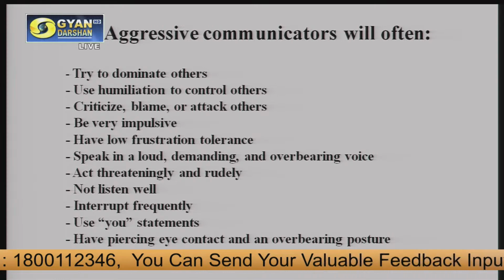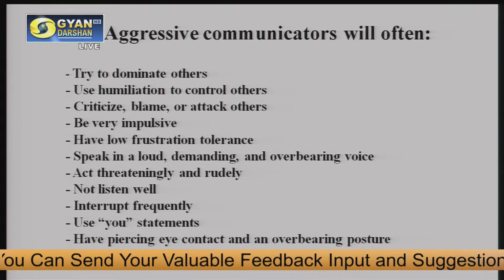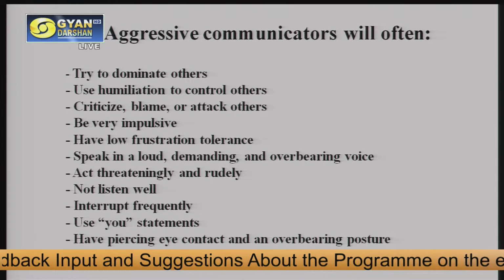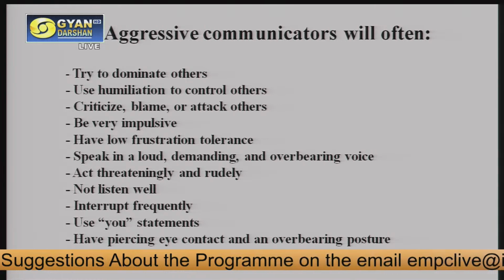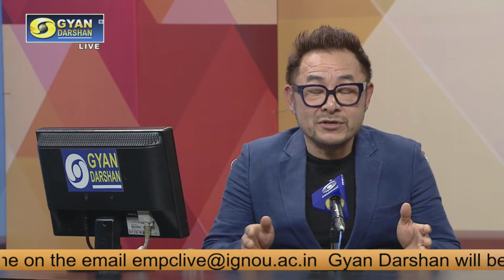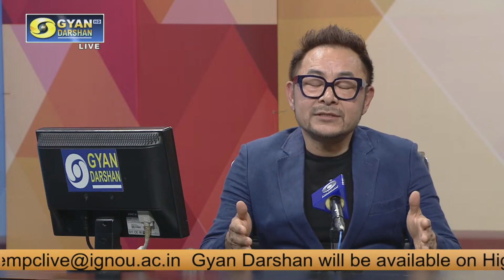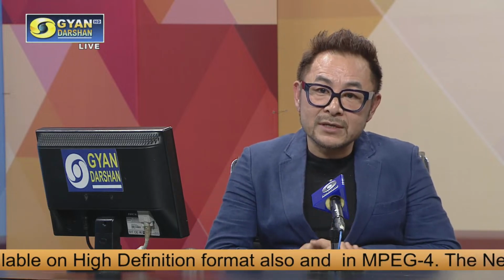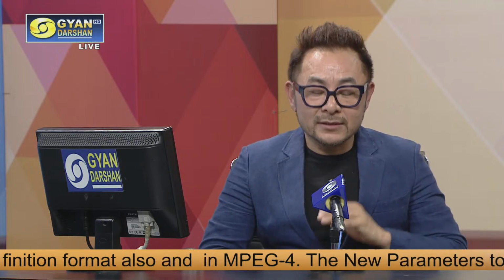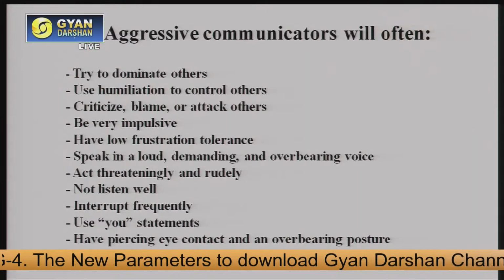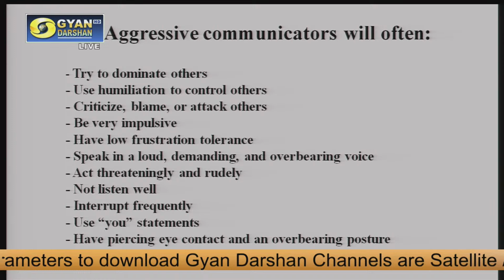So, when we talk about aggressive communicators, they often showcase these types of characteristics. One is they try to dominate others. That's number one. Second is they use humiliation to control others. They try to dominate others, which means they don't respect others. They don't bother about others. They don't care about the views and opinions of others, but they want to be heard and they want to dominate others. And so, because of which, again, they use humiliation to control others.